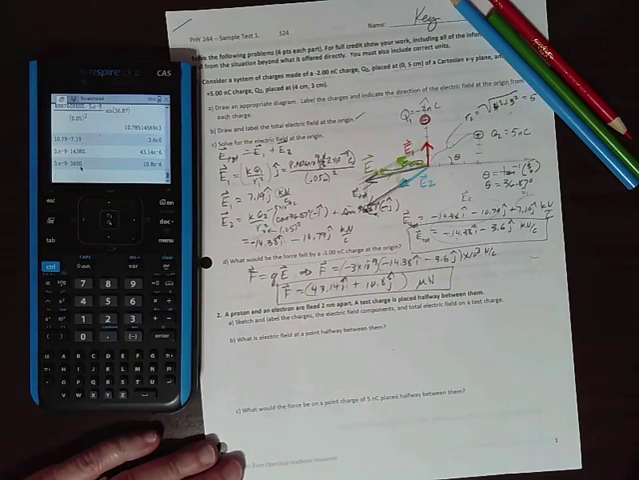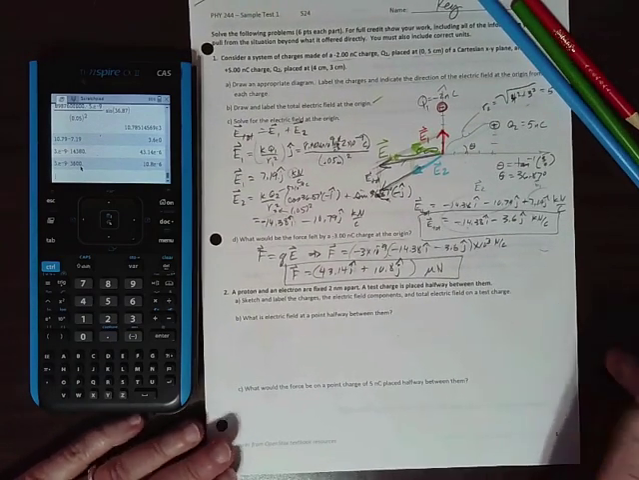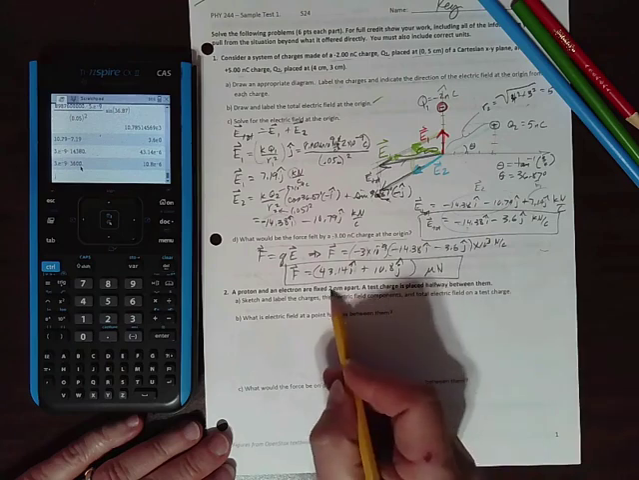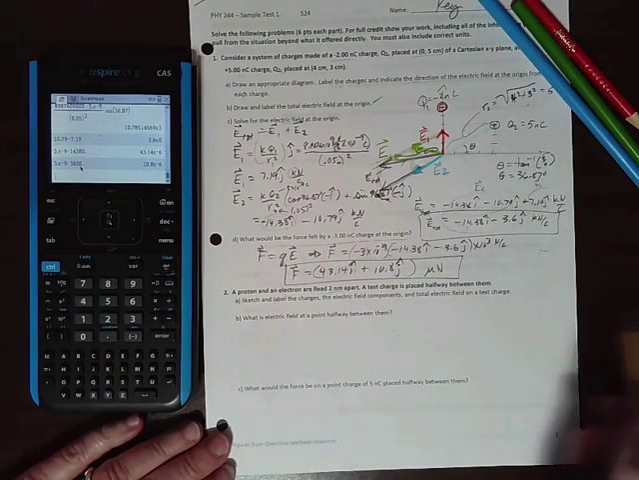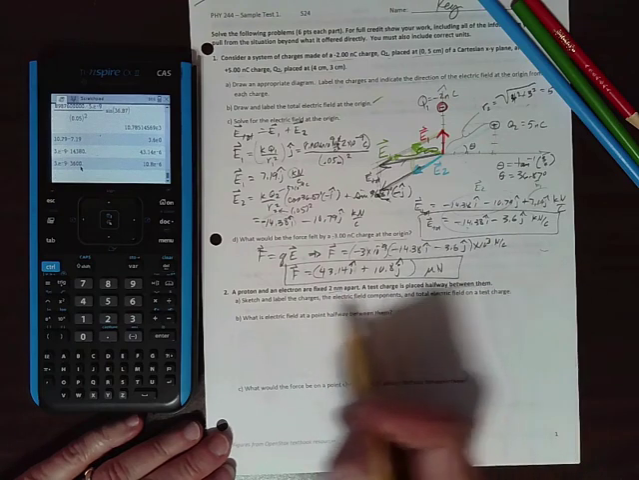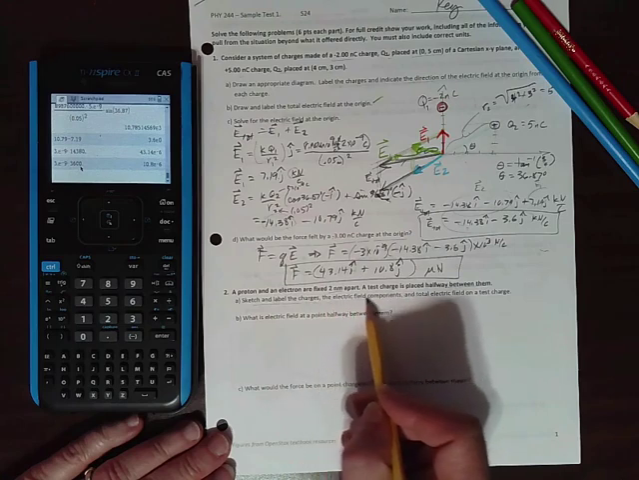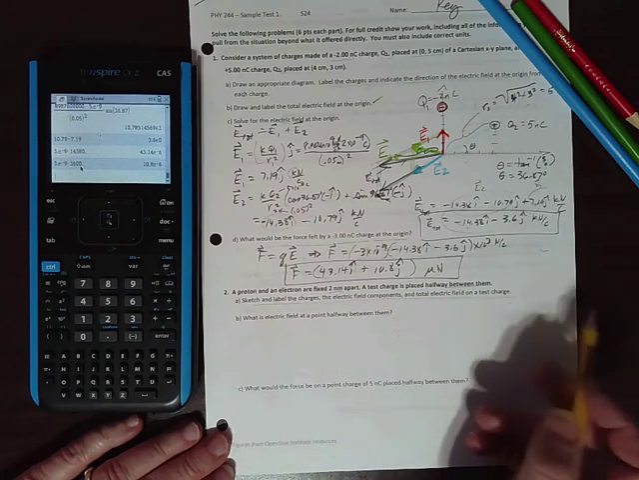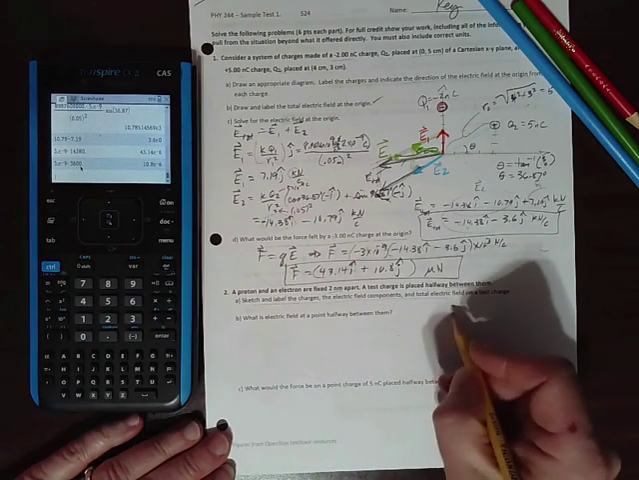Okay, number 2. A proton and an electron are fixed 2 nanometers apart. The test charge is placed halfway between them, 1 nanometer then. Sketch and label the charges, electric field components, and the total electric field on the test charge.